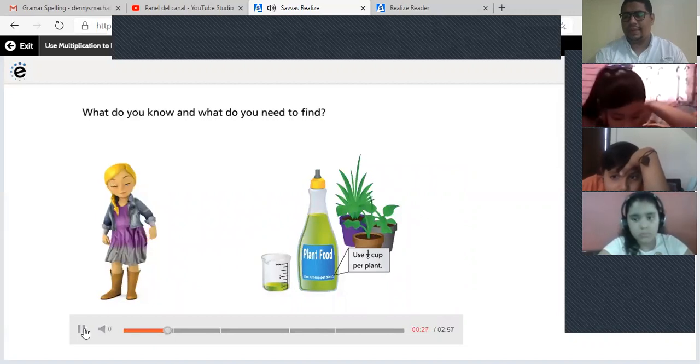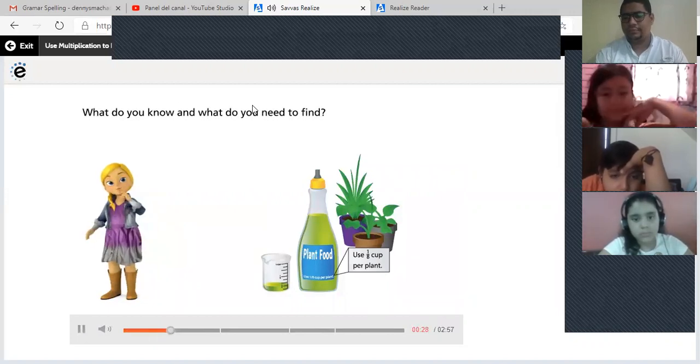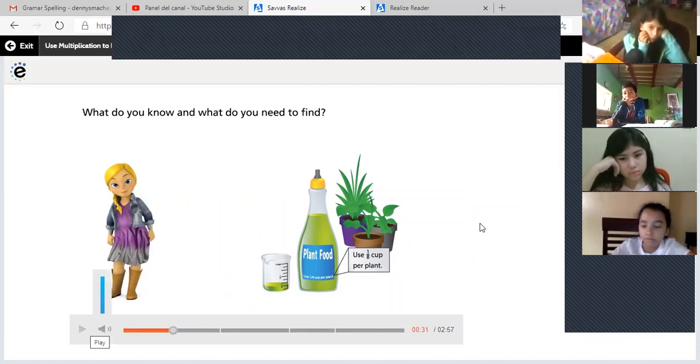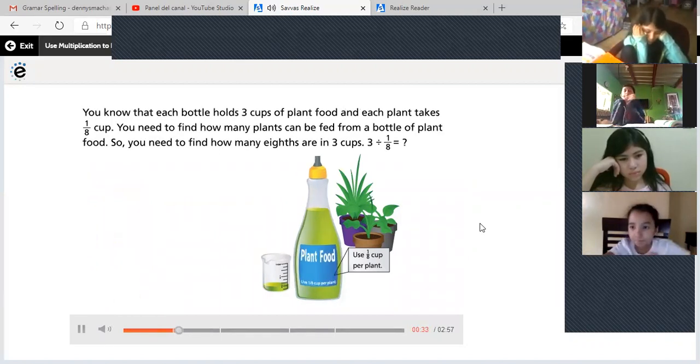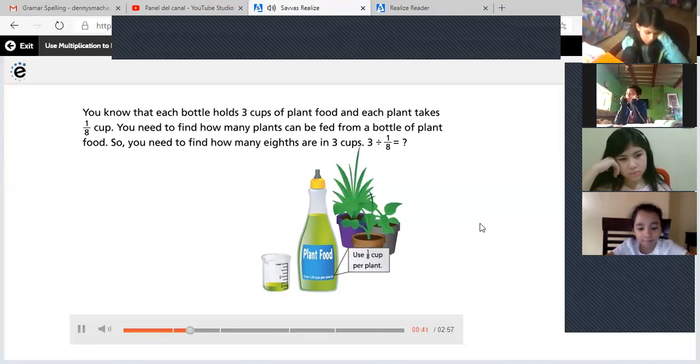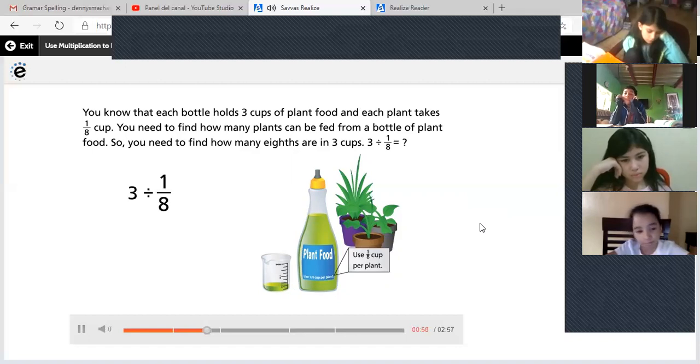Angela, pay attention. What do you know and what do you need to find? Maria, pay attention. Andrea Montserrat, pay attention to it. Right? This is the problem that we just solved, right? You know that each bottle holds 3 cups of plant food, and each plant takes 1/8 cup. You need to find how many plants can be fed from a bottle of plant food. So you need to find how many eighths are in 3 cups. 3 divided by 1/8 equals.